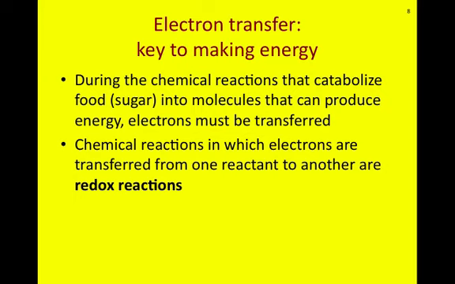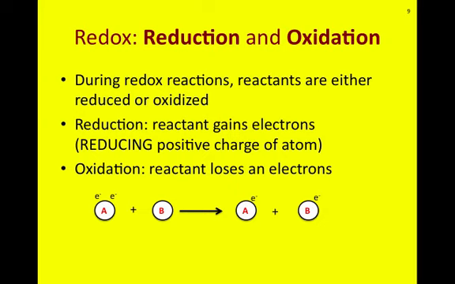These chemical reactions, in which electrons are transferred from one reactant to another, are known as redox reactions. Redox reactions are simply reactions where reduction and oxidation take place, and therefore you have redox reactions. In redox reactions, the reactants, seen here as A and B on the left side of our chemical equation, are either reduced or oxidized. Well, what does that mean?